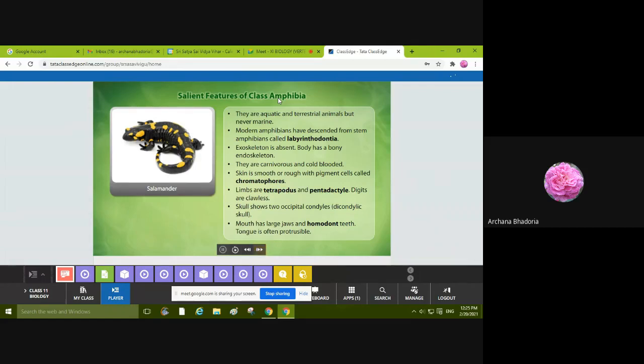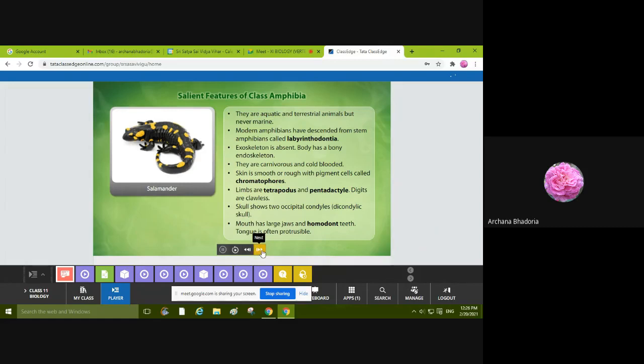Now the mouth has large jaws and homodont teeth. What will be the meaning of homodont, children? Our teeth dentition we describe as heterodont. What is homodont then? All teeth are the same type. They don't have incisors, canines, premolars and molars. They'll have only one type of teeth. And the tongue is often protrusible. They can protrude out their tongue.